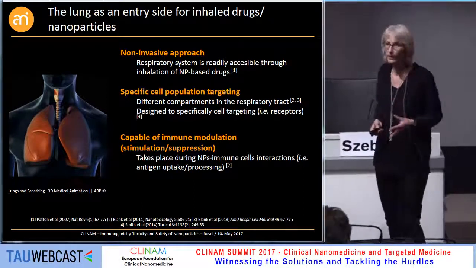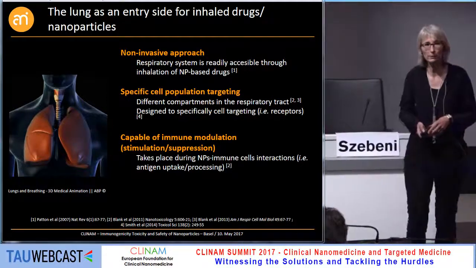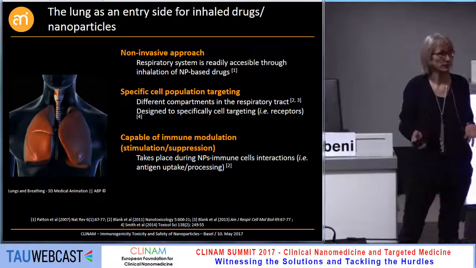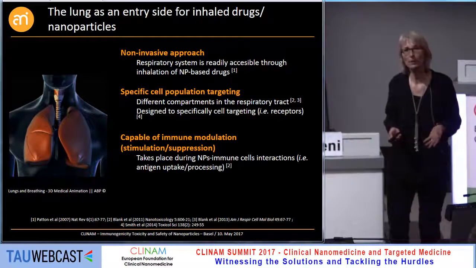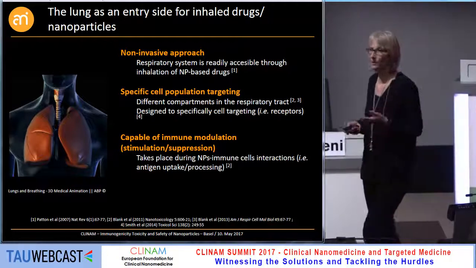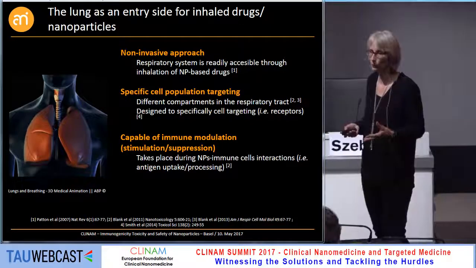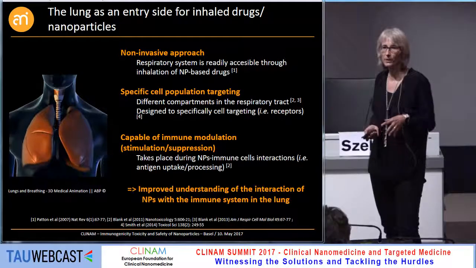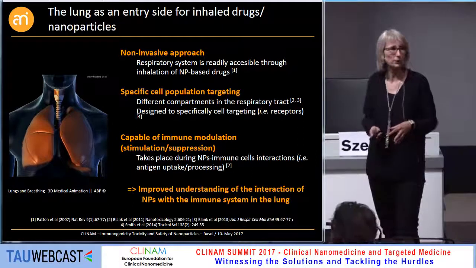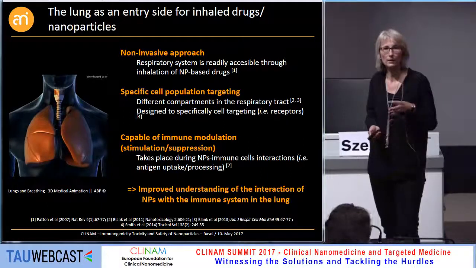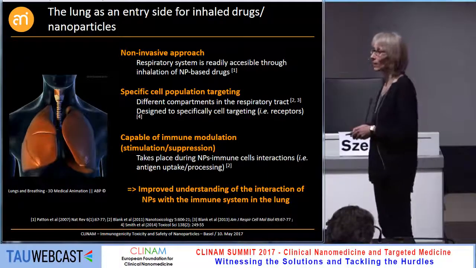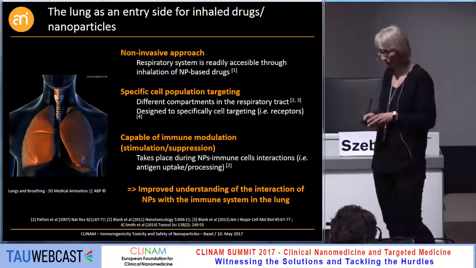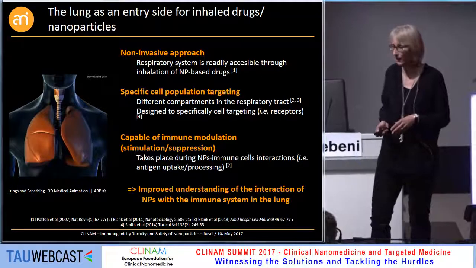It has already been shown by some first in vivo experiments that such nanoparticles can either induce or suppress the immune reaction. And by inducing an immune reaction, it is also possible to work on a vaccination approach. So our interest was really to do a lot of fundamental research to gain a fundamental understanding about how these nanoparticles can be designed to target and interact with the immune system in the lung.